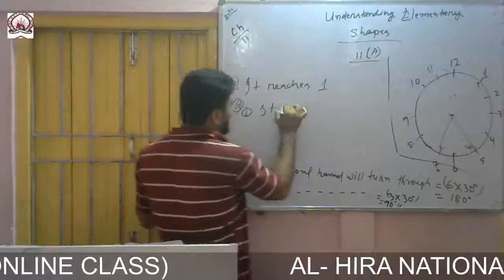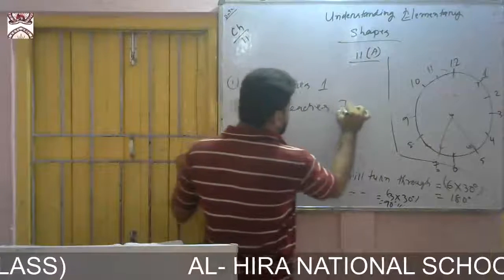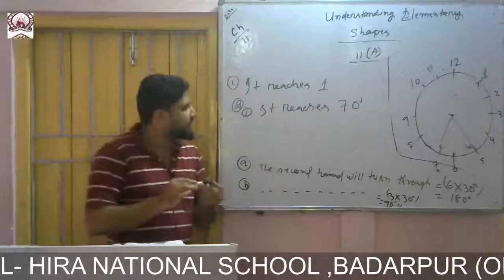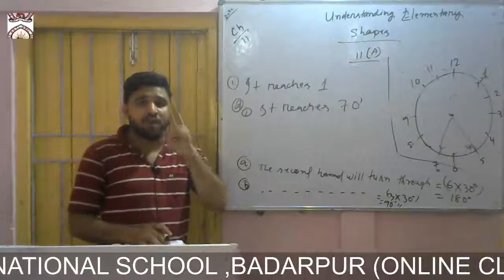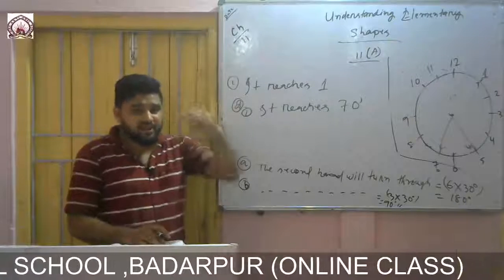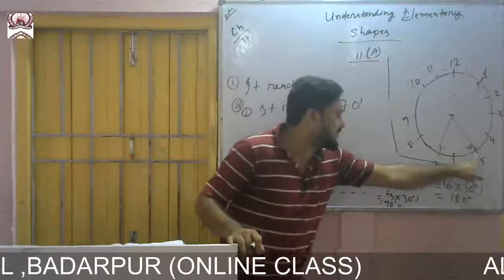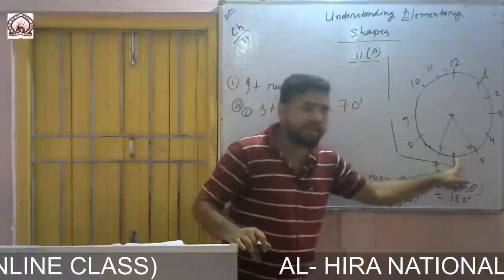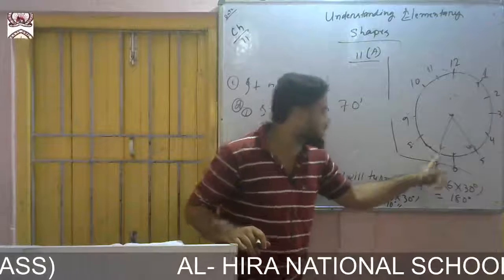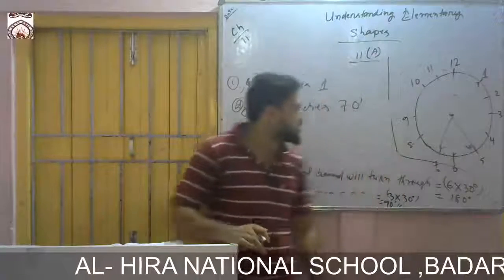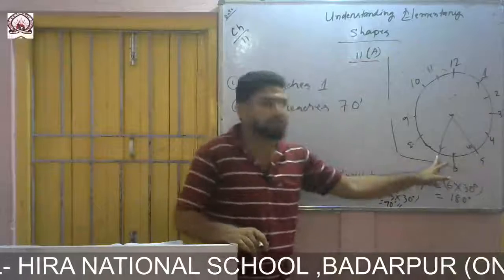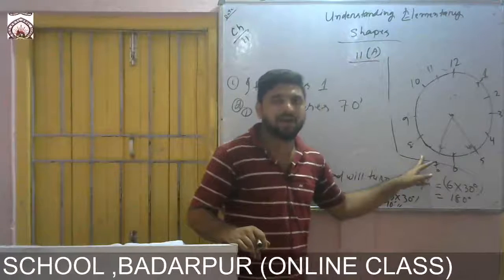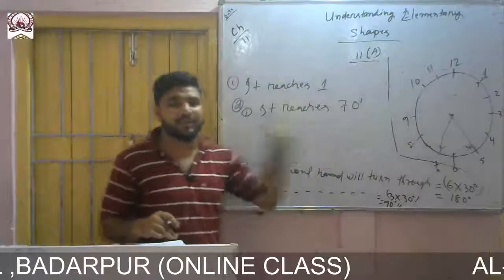So it reaches 7 o'clock. How? Once again I am explaining. From 5 o'clock it turns 60 degrees. We know that from one marking to the other marking, the gap is 30 degrees. From this to that it is 30, from this to that it is 30. So 30 plus 30, how much? 60 degrees. So from 5 to there it is 60 degrees, it will come to 7. The time will be 7 o'clock.